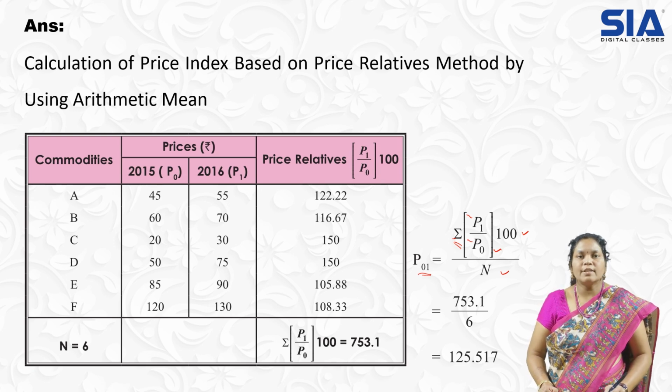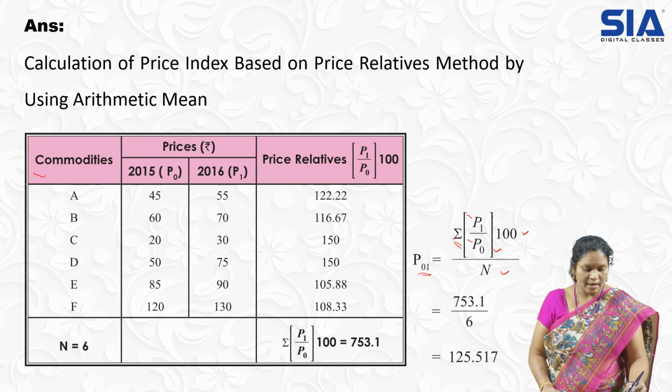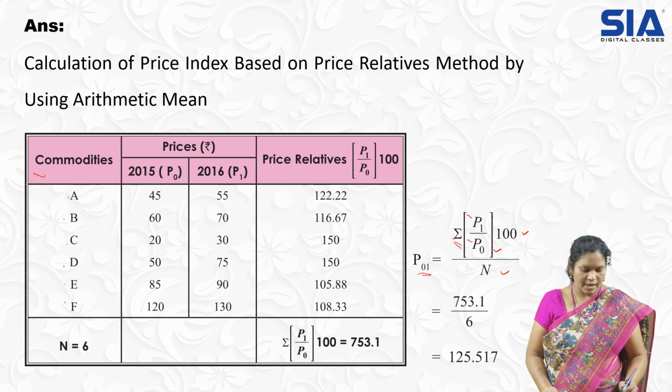Now let us check the data, how it goes on. Commodities are taken in the first column as usual. Now count how many we have. A, B, C, D, E, F. So up to F we have, in the sense 6 values. So 6 commodities we have. So N is equal to 6 we got here.